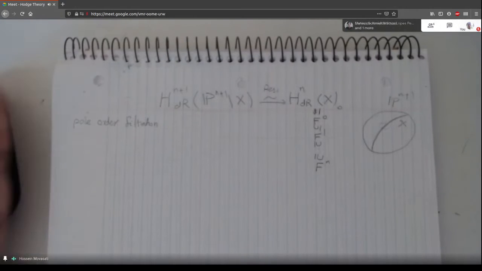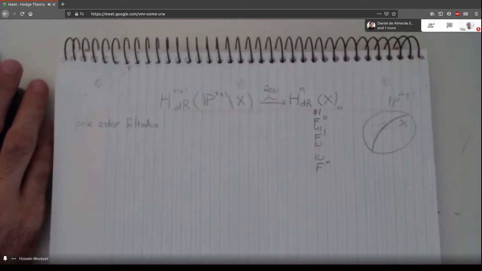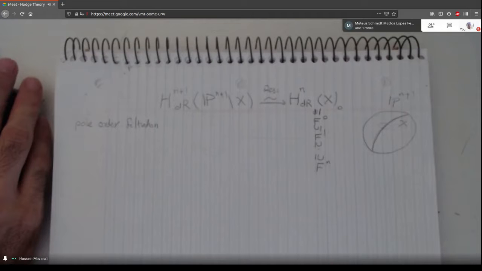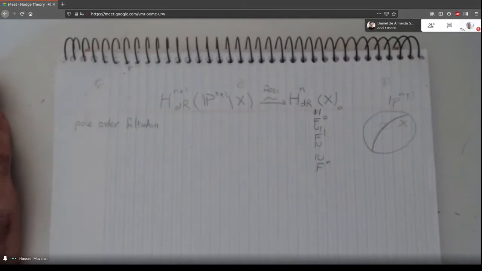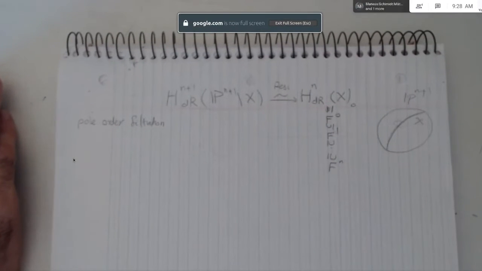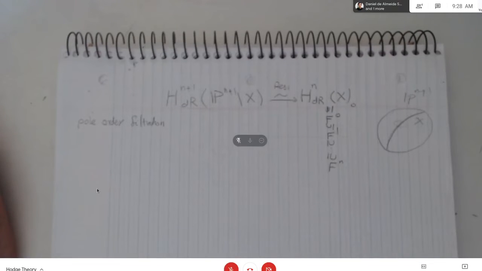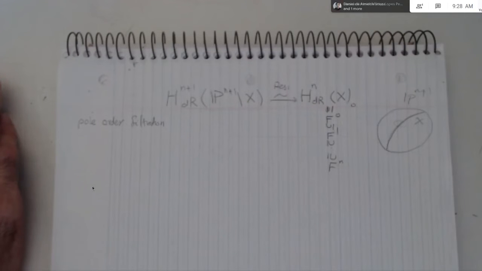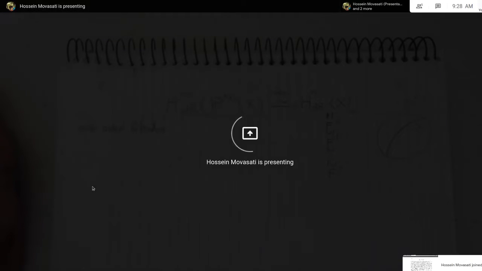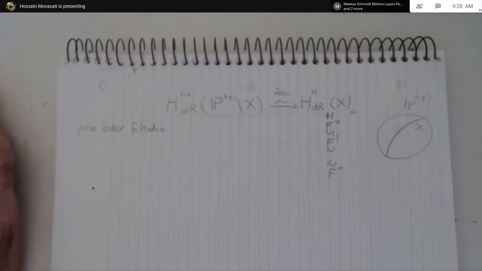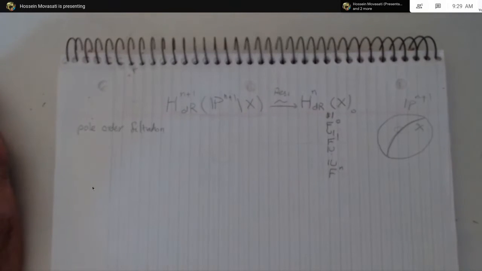Okay, so let me again share the screen. In my first book, I have written the theorem of Griffiths in a weighted projective space. In this case, this generalization is actually due to Steenbrink.